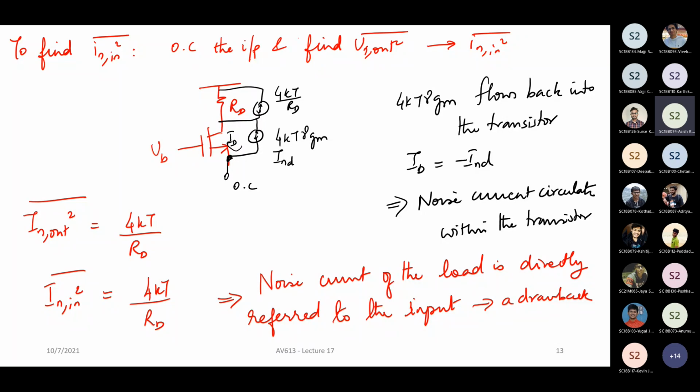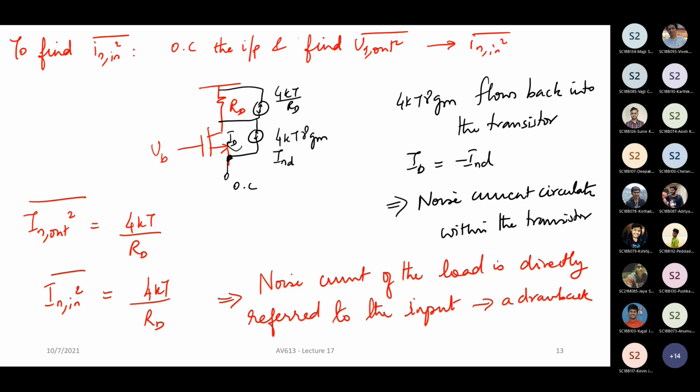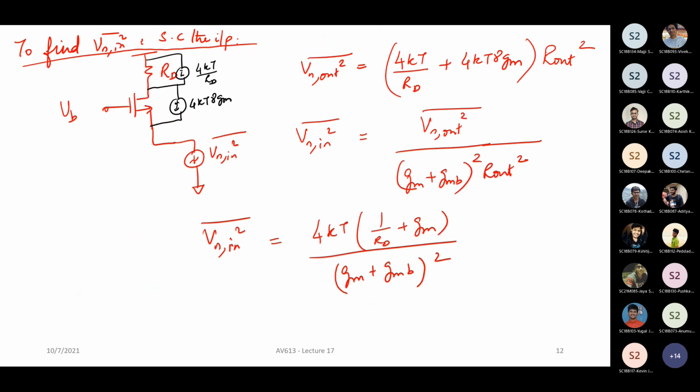No, sir. Okay, all right. So now let us look at a little more practical implementation of a common gate. Can you explain that voltage noise again, sir? Input voltage noise, sir? This part? Yeah, sir. Okay, this part is simple.